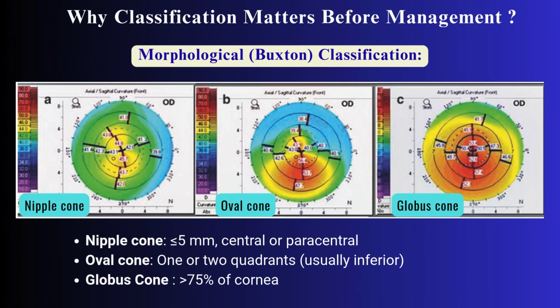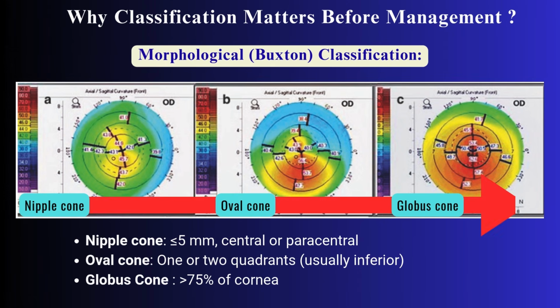As we progress from the nipple to globus, the severity increases and accordingly so does the complexity of treatment. So, while a nipple cone might be managed with a smaller diameter or even a soft contact lens, once you're dealing with an oval or a globus cone, the management becomes more surgical or may even require advanced modalities. Don't worry, we'll talk about all of these in a while.